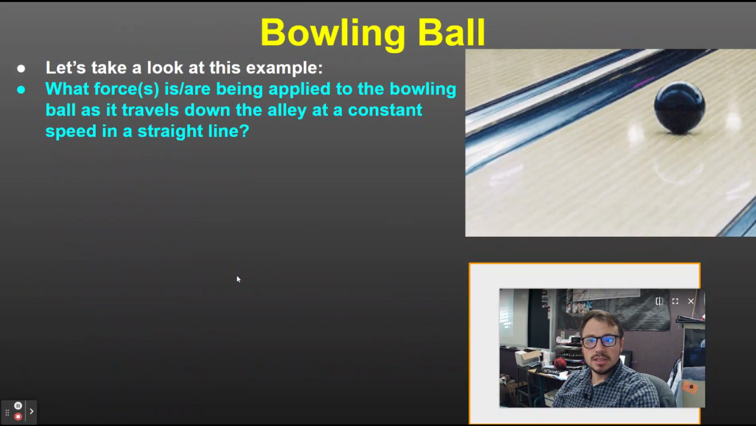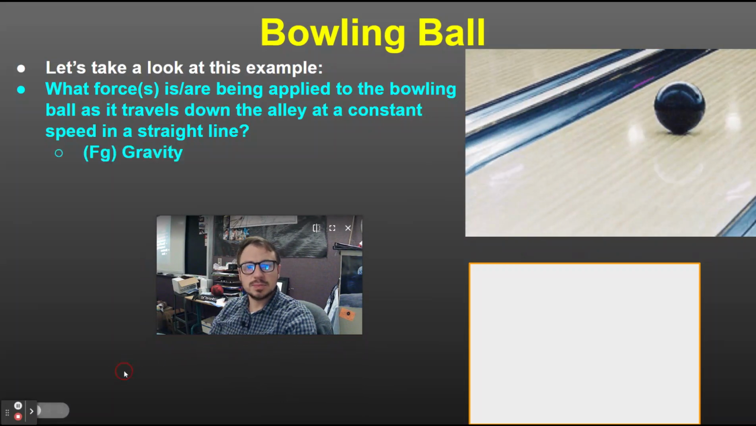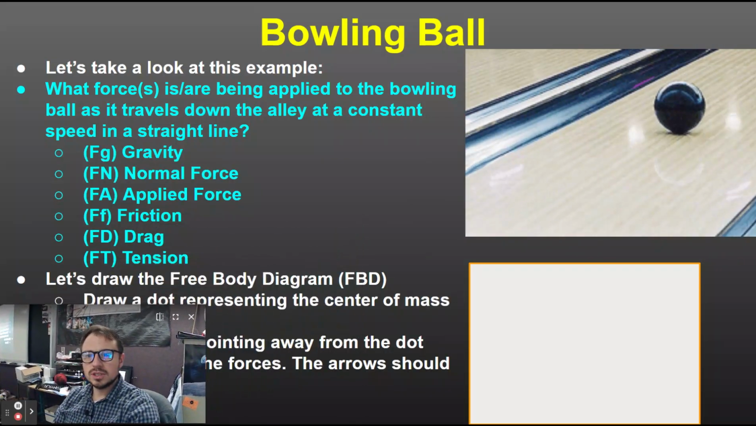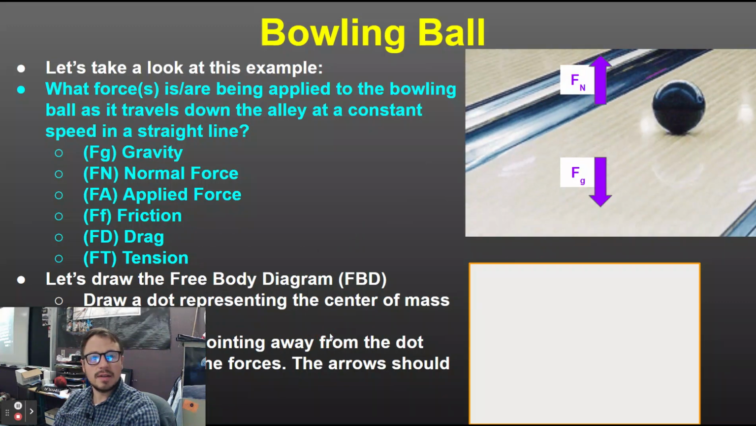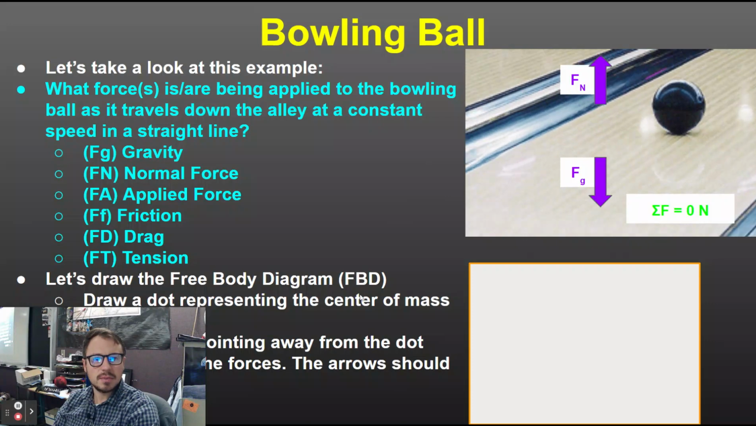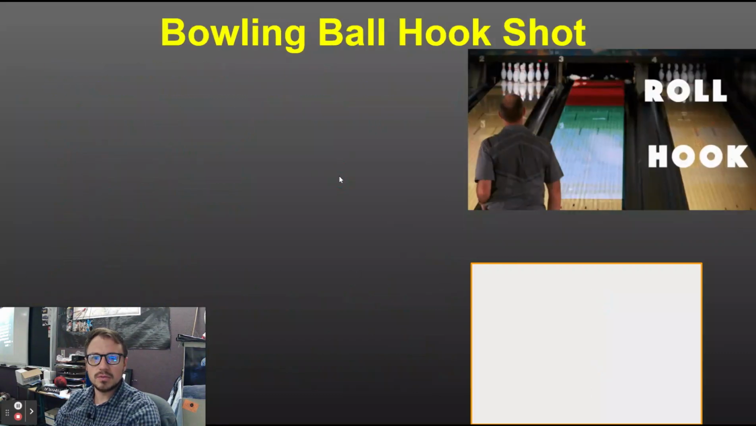All right, now let's take a look at a bowling ball traveling down an alley at a constant speed in a straight line. So let's see what forces are acting on it. Well, I've got gravity and I've got normal. I don't really have any friction because it's just rolling down this slick track. Net force is 0 newtons. This is going to be my free body diagram. I've got gravity and I've got a normal force.